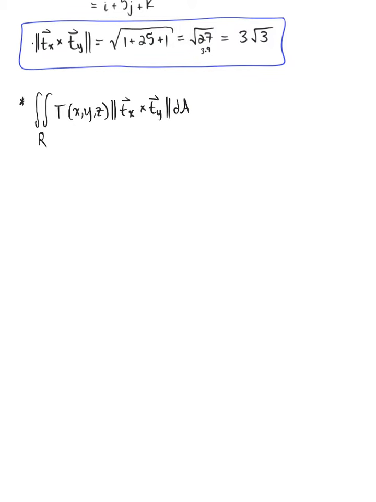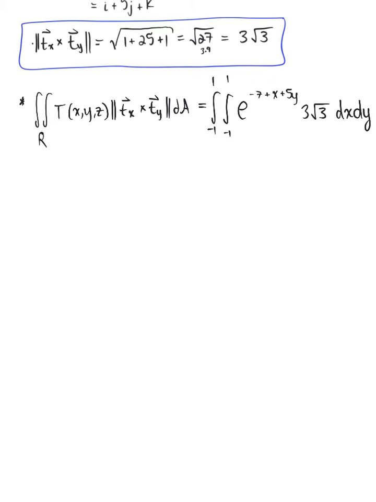dA. So plugging in what we know, we have the double integral from negative 1 to 1, the integral from negative 1 to 1 of our temperature function, the natural exponential raised to the negative 7 plus x plus 5y, multiplied by that magnitude. So that's 3 times the square root of 3. And since our bounds are constant here, you can use whichever order you prefer. So we'll do dx dy here.